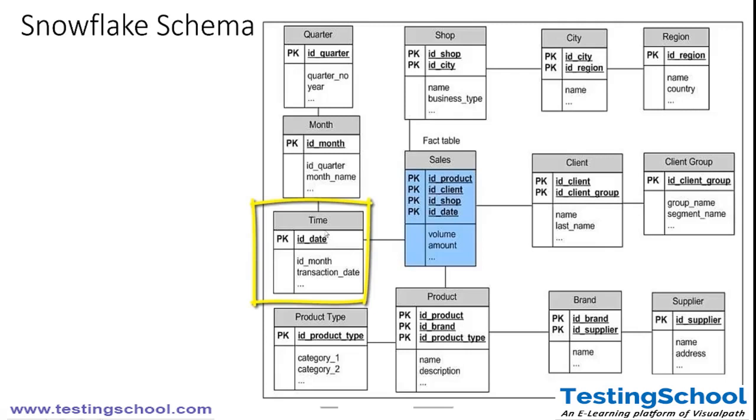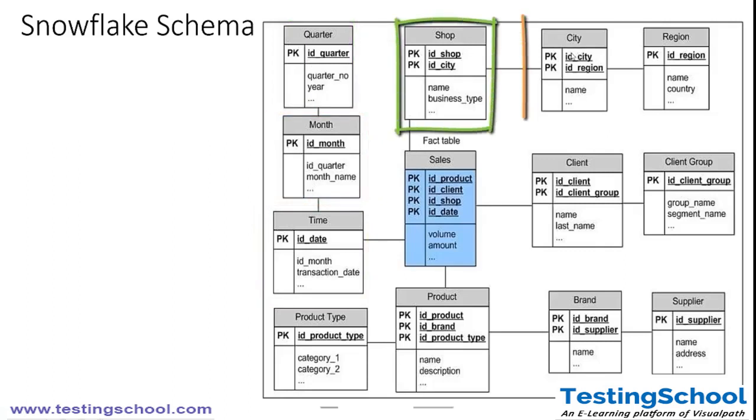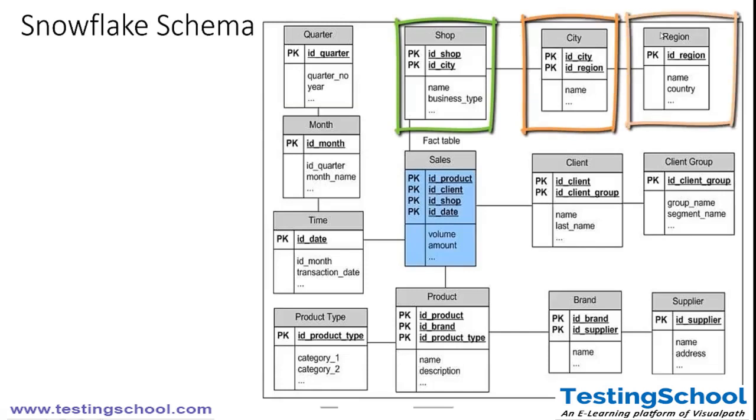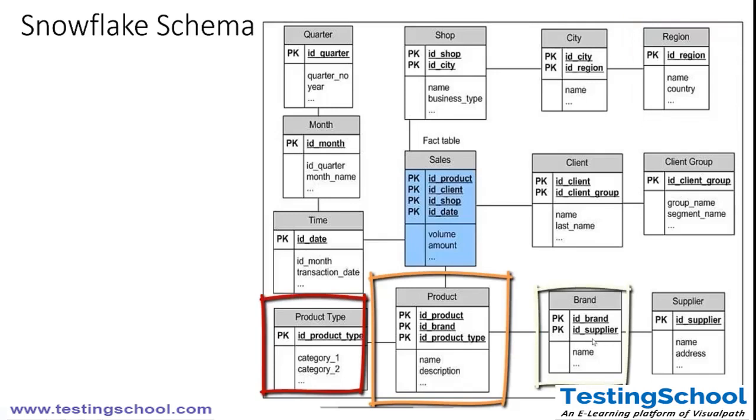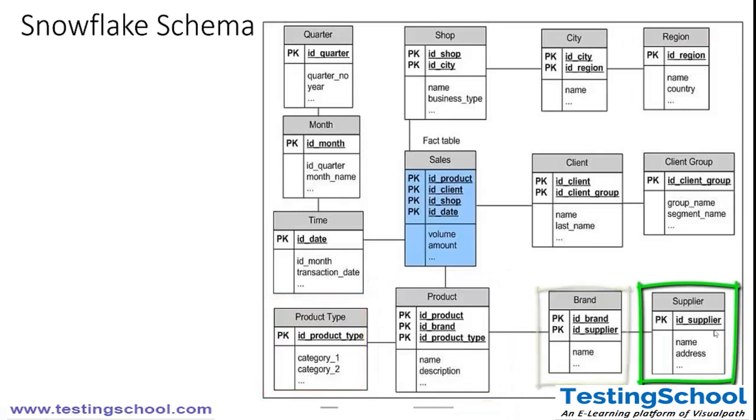Now this time dimension, which has the date as the primary key, is leading into month, right, which is also rolling up to a quarter, right? Take another example here. You have shop, which is leading into the city in which the shop exists and the region in which the city exists, right? If you look at product here, it expands into three sets. One is the product type, the other is the brand of the product, the other is the supplier of the product, right?